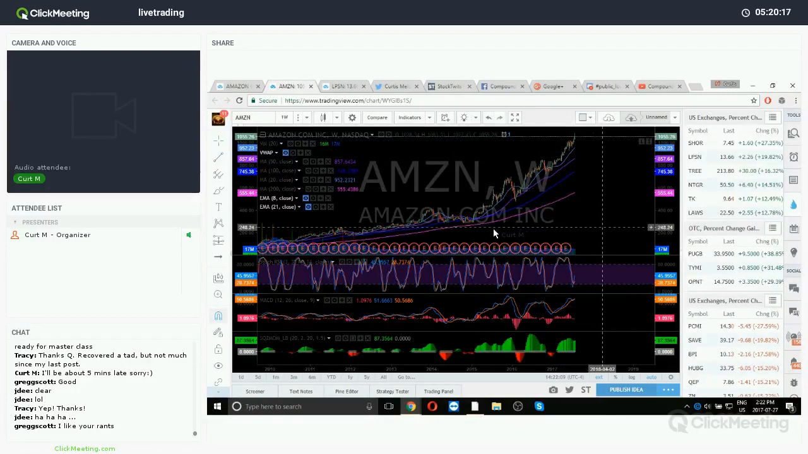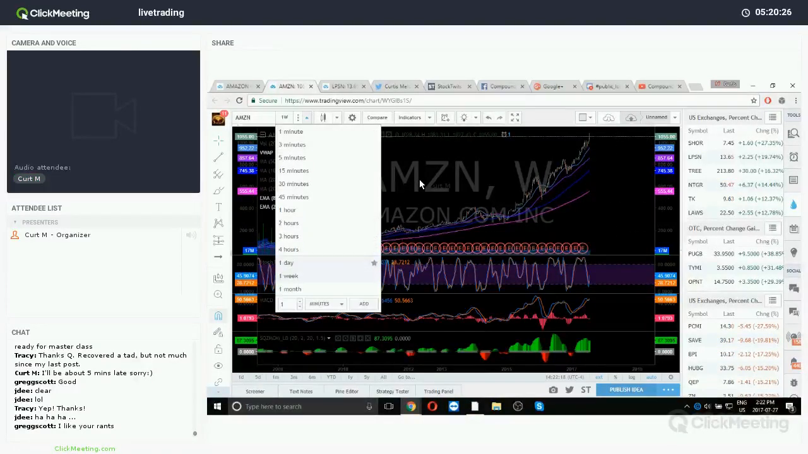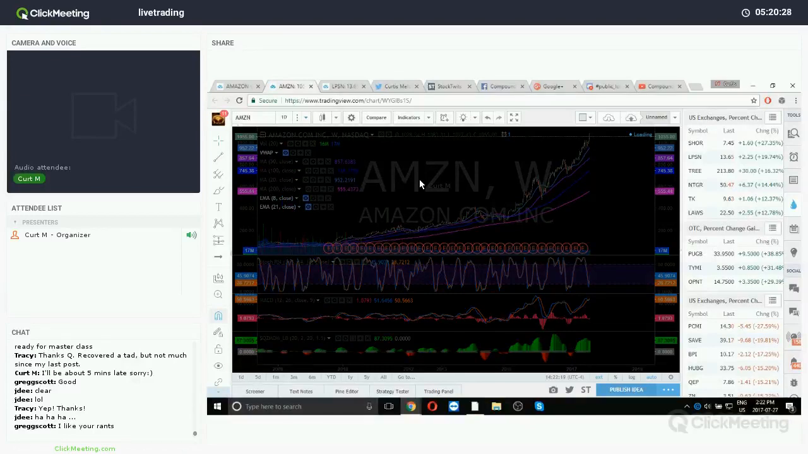This is a weekly chart, by the way. A stock like this, you've got to bring up the weekly and trade it on the weekly. You can trade it on the daily, but it's really, really tough. So in terms of, it's just a bit tight, right?